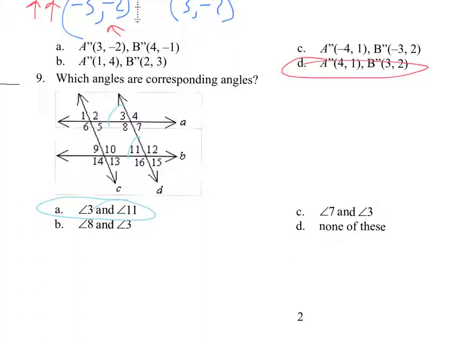Look at 8 and 3. Those two wouldn't be corresponding. They're a linear pair, supplementary. 7 and 3, that's probably what I was thinking. 7 and 3 there would be vertical angles. Those wouldn't be. And then, of course, it's none of these because our answer was A.